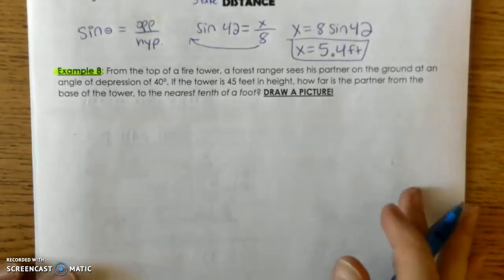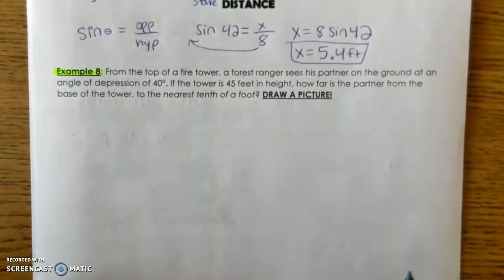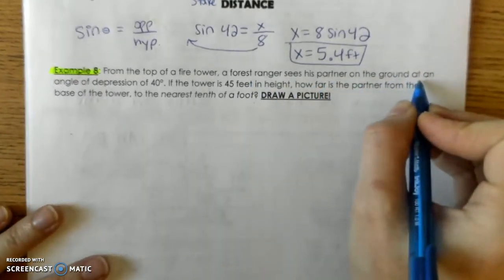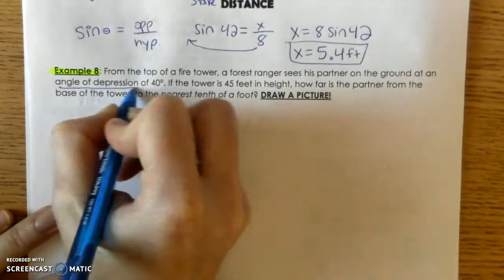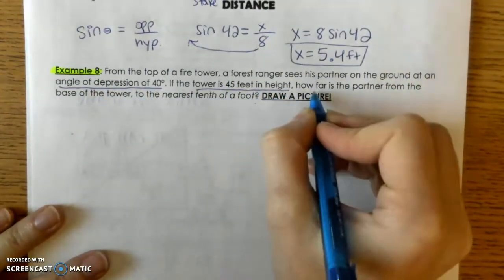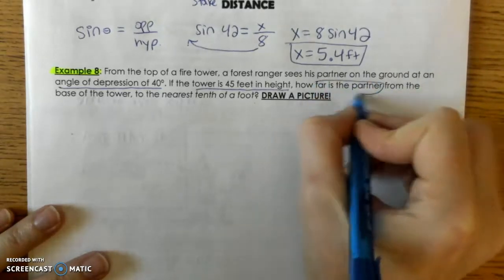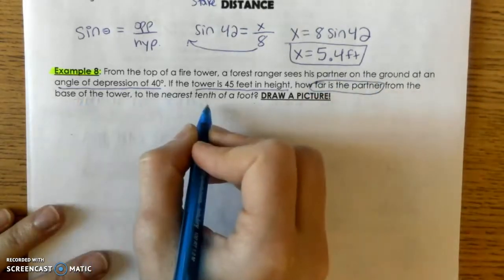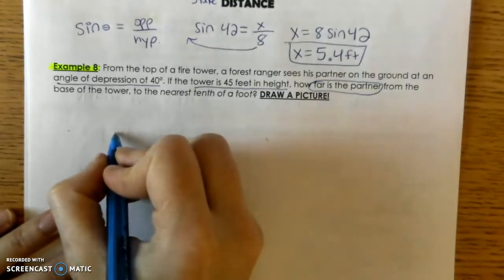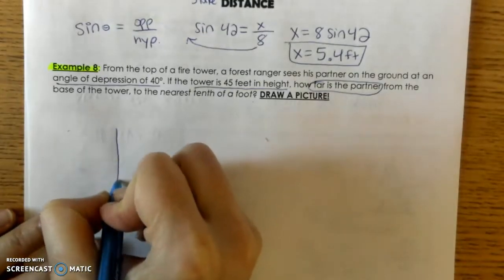All right. So from the top of a fire tower, a forest ranger sees his partner on the ground at an angle of depression of 40 degrees. If the tower is 45 feet in height, how far is the partner from the base of the tower to the nearest tenth of a foot? So we need to draw a picture.